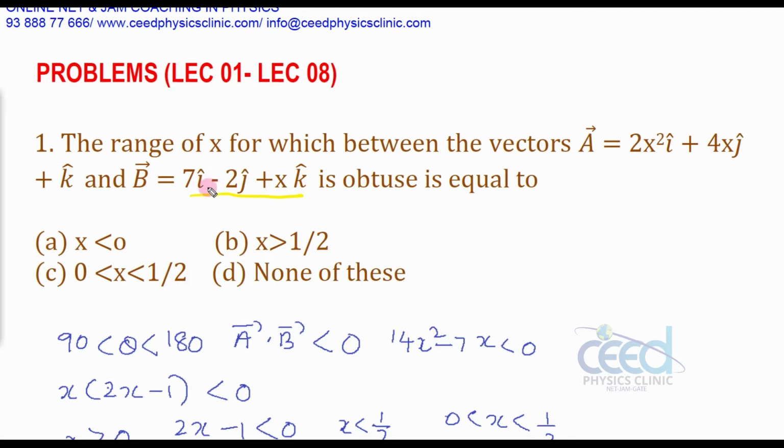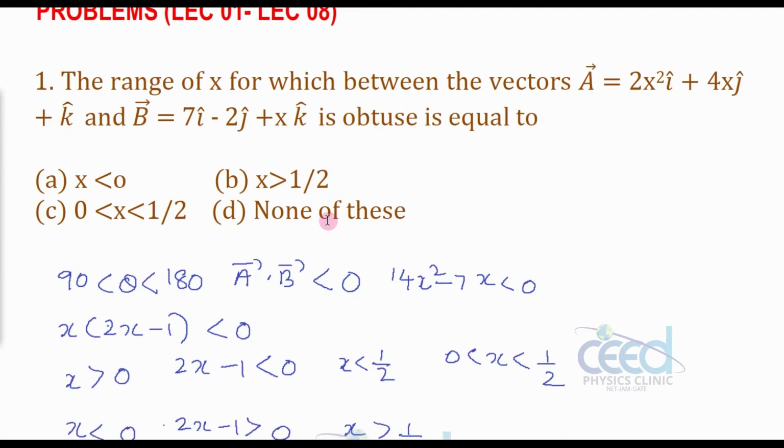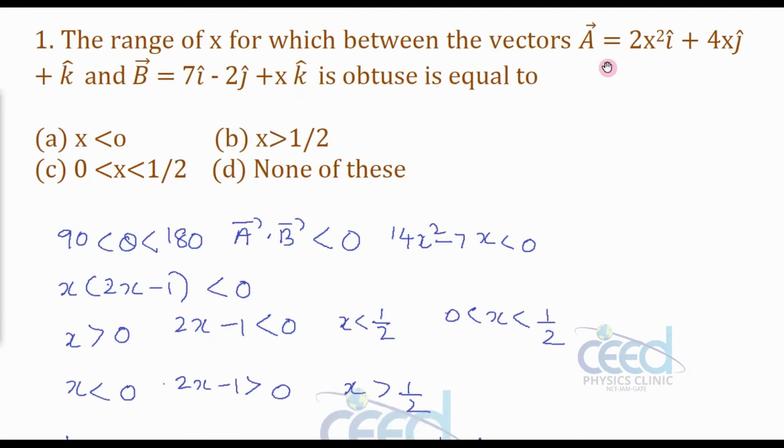See, obtuse means the angle lies between 90 and 180 degrees. Between 90 and 180 is the second quadrant, so a dot b is equal to ab cos theta. Cos theta in the second quadrant is negative, so a dot b is less than 0.